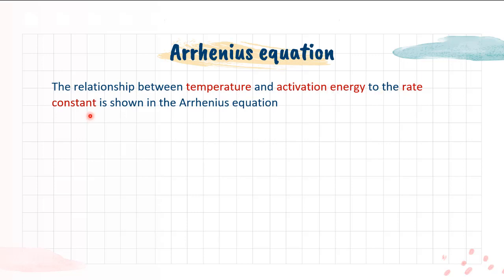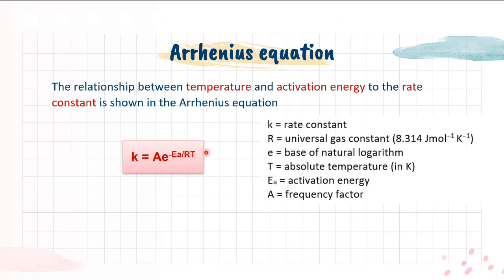So the Arrhenius equation shows the relationship between temperature and the activation energy to the rate constant, which is represented using this formula: k equals A e to the power of negative Ea over RT. Here k is our rate constant. This rate constant normally will be given or provided in the questions.